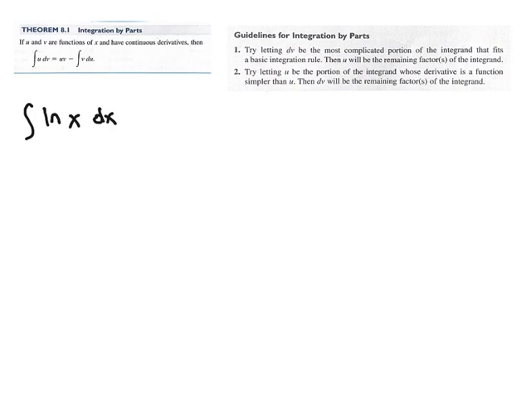So let's look at the guidelines here. The guidelines say, try letting u be the portion of the integrand whose derivative is a function simpler than u. Then dv will be the remaining factors of the integrand. Of course, it would not make sense for us to let dv be equal to natural log of x dx, because then we'd have the same problem that we have here. So we would let u be equal to natural log of x, and what would be left? dx would be left. So we would let dv be equal to dx.